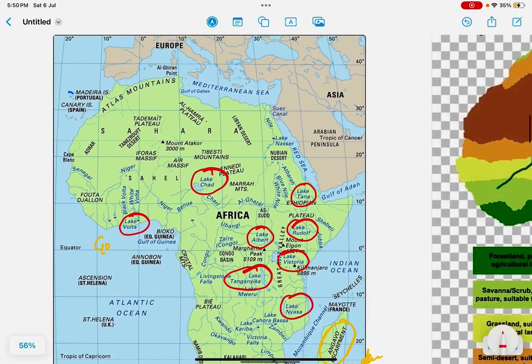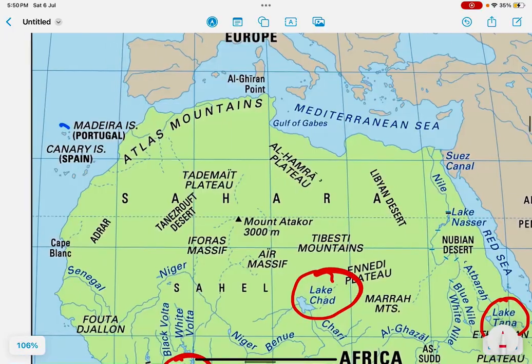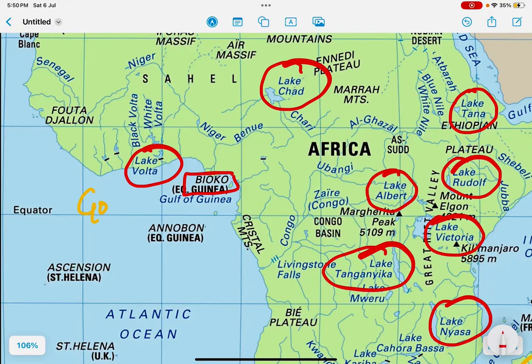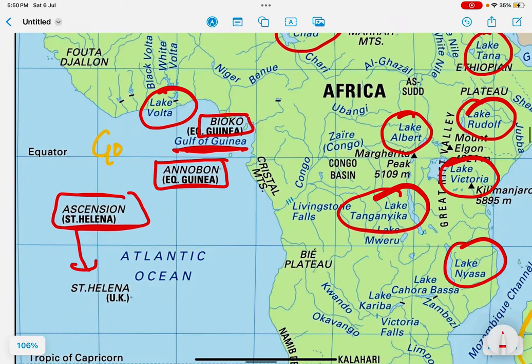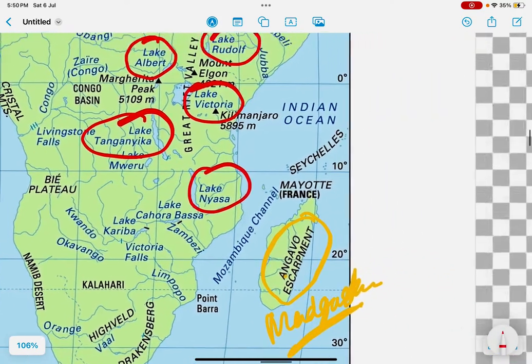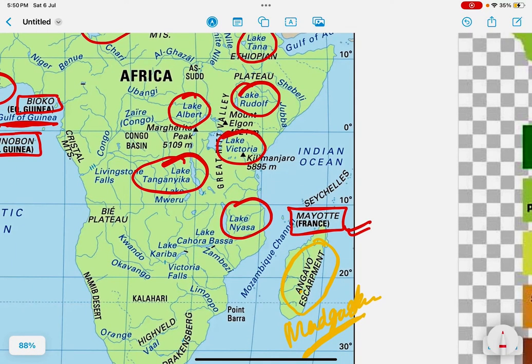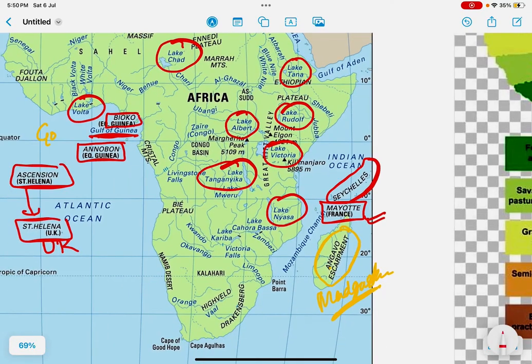And then let's look at the islands as well. So at the top you can see Madeira Island, which is with Portugal, Canary Island, which is with Spain. All right. Then we have Bioko Island, which is with Equatorial Guinea. We have Annobon Island, which is also with Equatorial Guinea. Ascension Island, which is part of St. Helena, which is part of UK. Then on the right side we have Mayotte Island, which is part of France, right? Seychelles is also part of Africa.